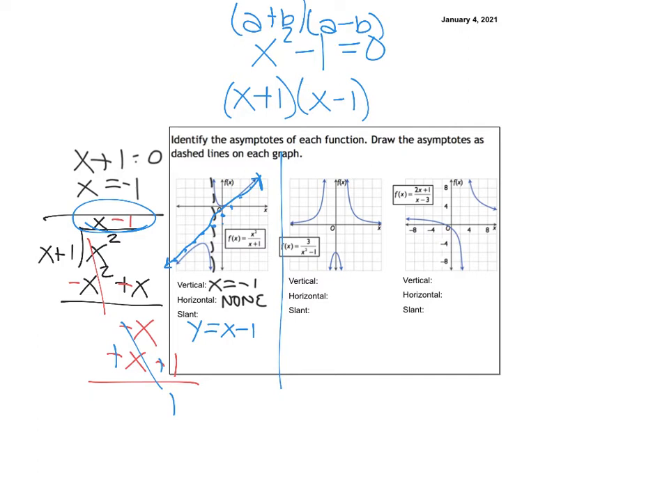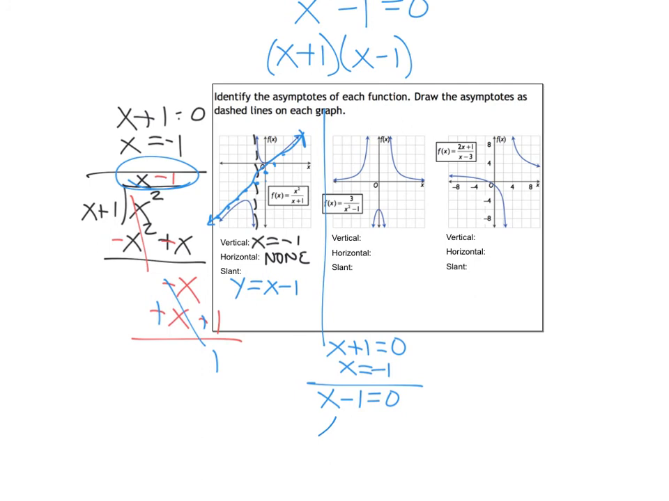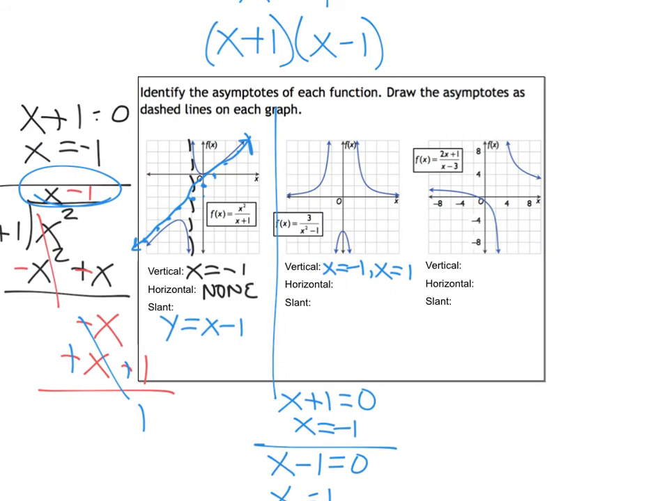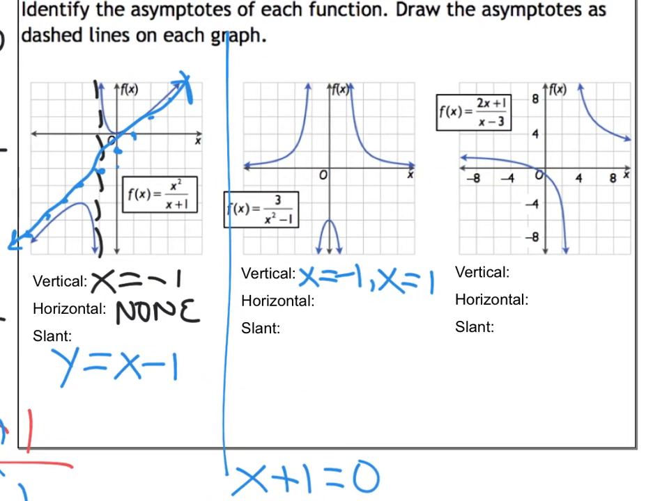So I'm going to take those and set them equal to 0. That'll leave me with x equals -1. And then I have x minus 1 equals 0, and that will leave me with x equals +1. So here we have 2 vertical asymptotes. All right, and I'm going to sketch those in at -1 and +1.